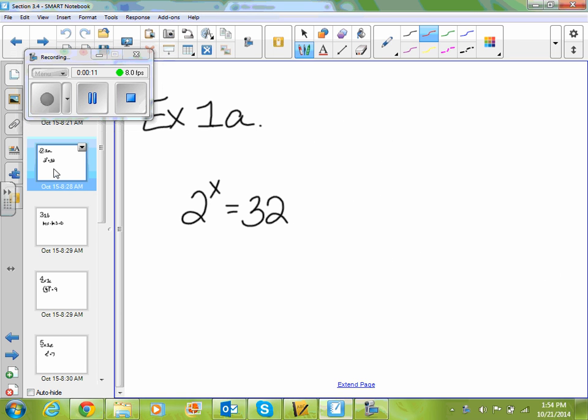Okay, so if I look at example 1a, I have 2 to the x power equals 32. I need to solve that for x, so I need to get my bases to be the same. So 2 to the x equals, and 32 is the same thing as 2 to the 5th power. Very good. And then I know by my one-to-one property that if my bases are the same, that means my exponents are equal. So I know that x then would equal 5.